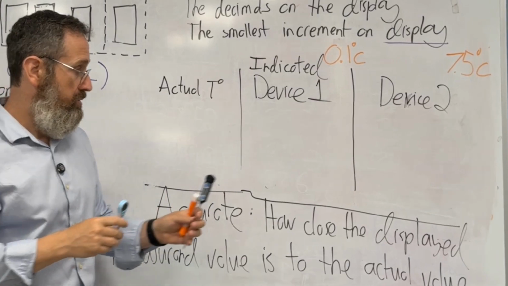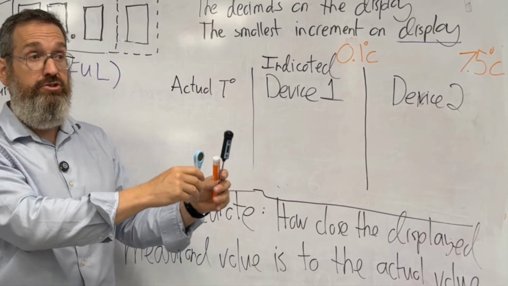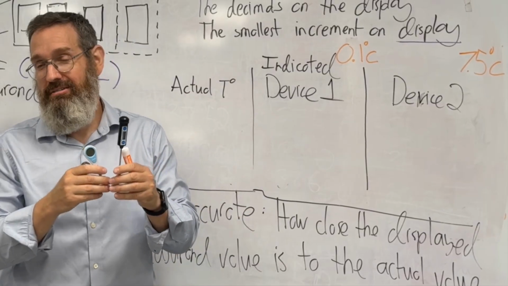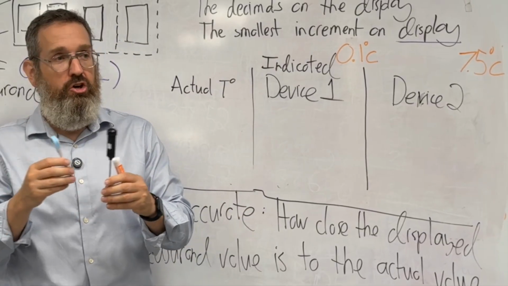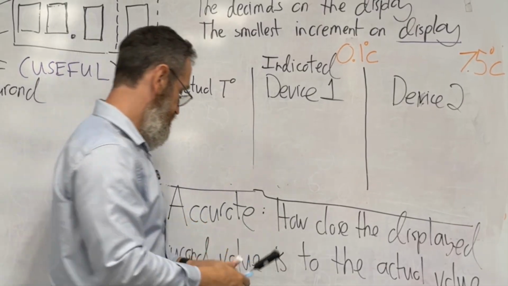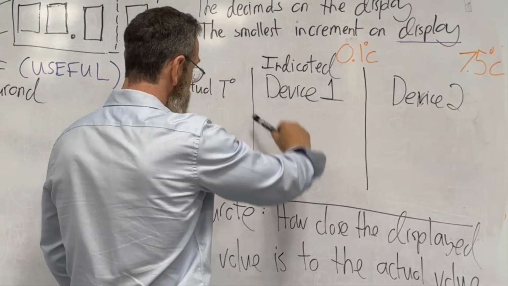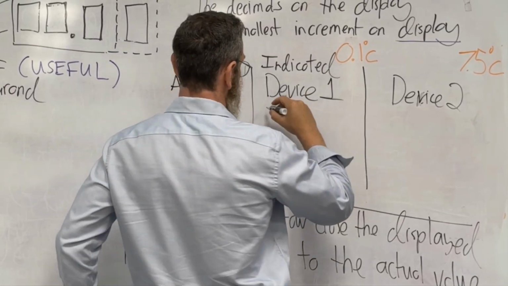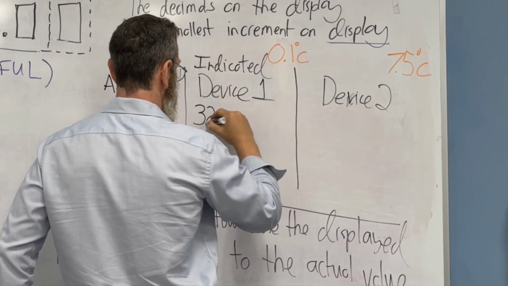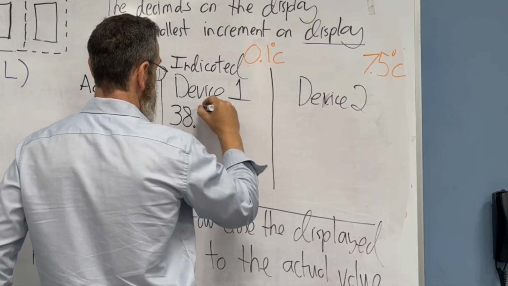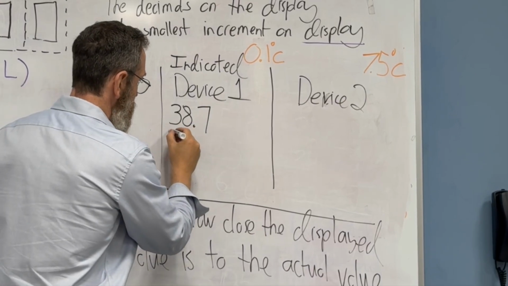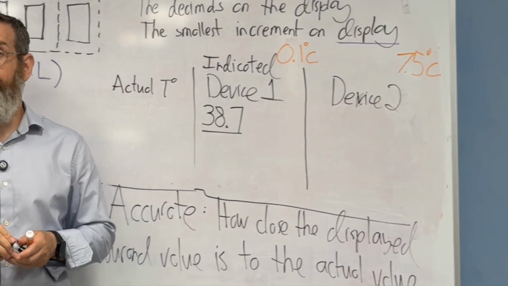Now I'm going to measure the temperature of something, but I don't know the actual temperature anymore. I mean, how would I know that? So I'm going to just measure the temperature with both these devices. With this device here, I measure 38.7. This is the reading of device 1. It's 38.7.